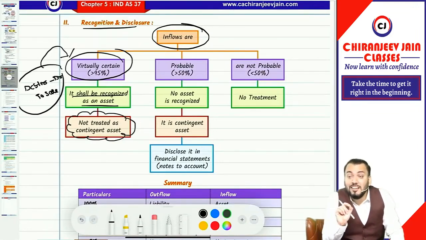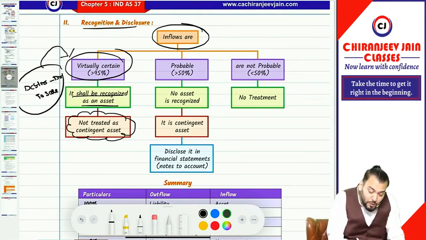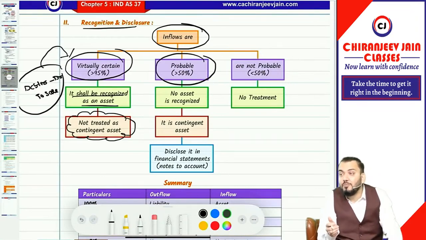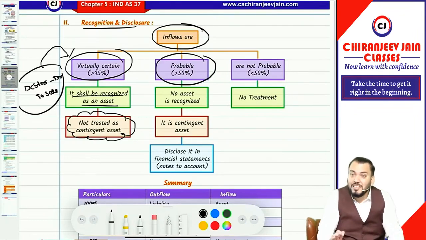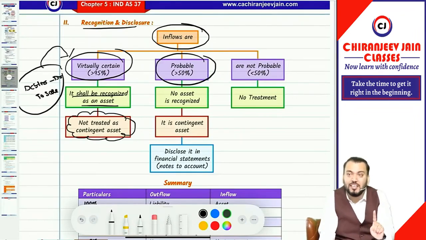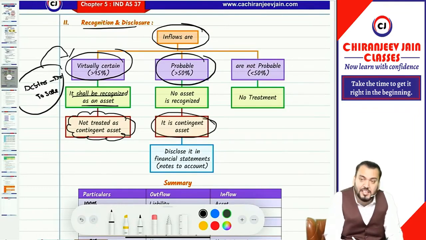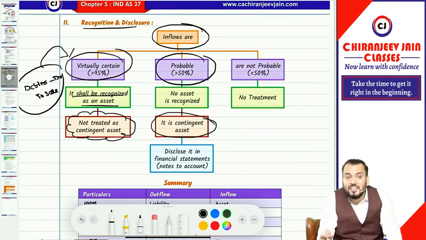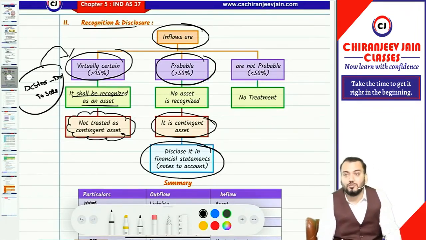Whenever inflows are virtually certain, it will always be recognized as an asset. If the inflows are probable, meaning chances are more than 50% but less than 95%, that is, probable but not virtually certain, then it will not be recognized as an asset. It will be treated as a contingent asset, and the facts are to be disclosed in the financial statements, that is, in the notes to accounts.